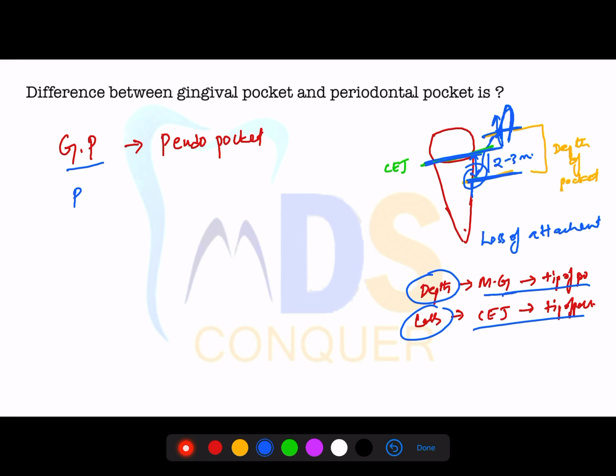The second terminology is periodontal pocket. So what is a periodontal pocket? A periodontal pocket is basically due to the destruction of the periodontal tissues. It goes in this particular direction, which is going to further loosen the tissue, and finally the tooth is going to exfoliate. So that is the difference: the gingival pocket is a pseudo pocket, due to the enlargement of gingiva, and the periodontal pocket is a true pocket, due to the destruction of the periodontal tissue.